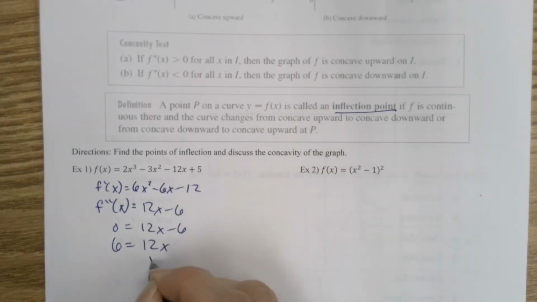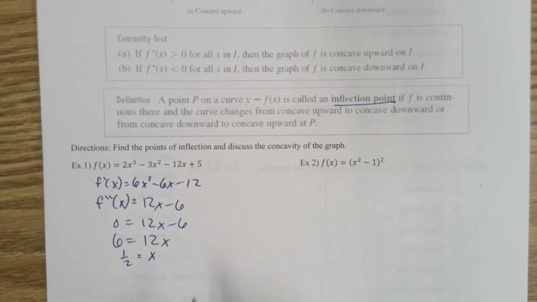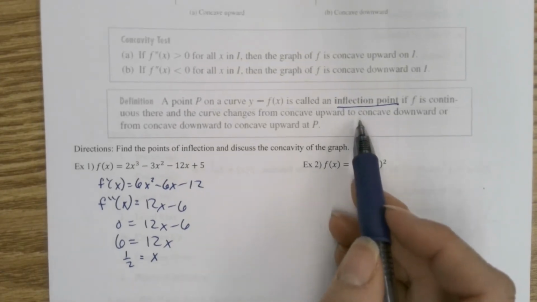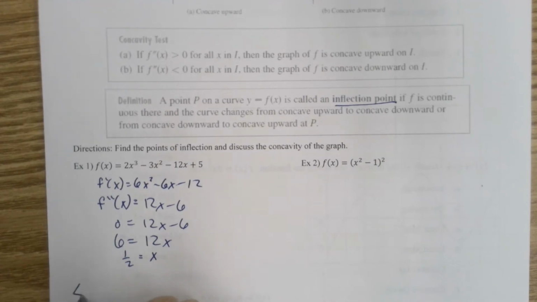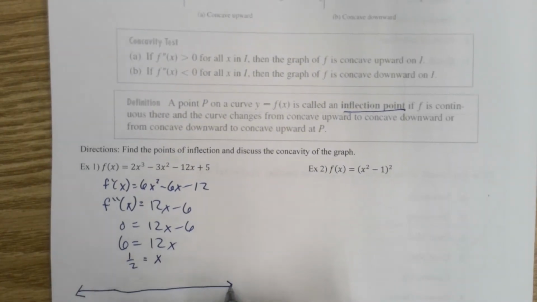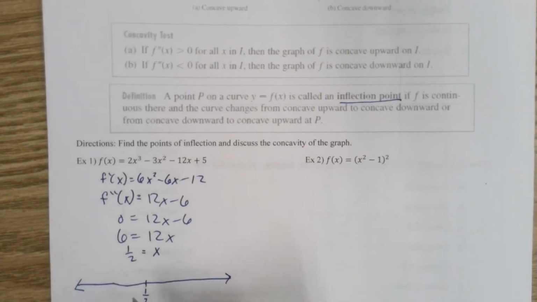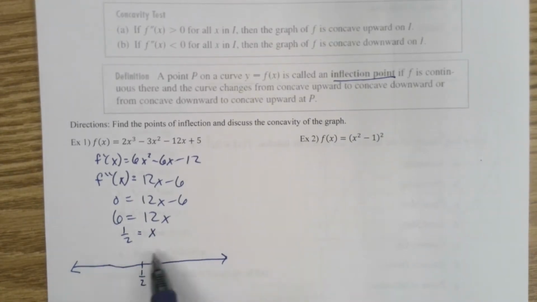We set it equal to 0. We are finding that we have a critical point at 1/2. Is it an inflection point? We don't quite know yet. So I am going to graph a number line, and I'm going to plot my critical values that I found for my second derivative on that number line.